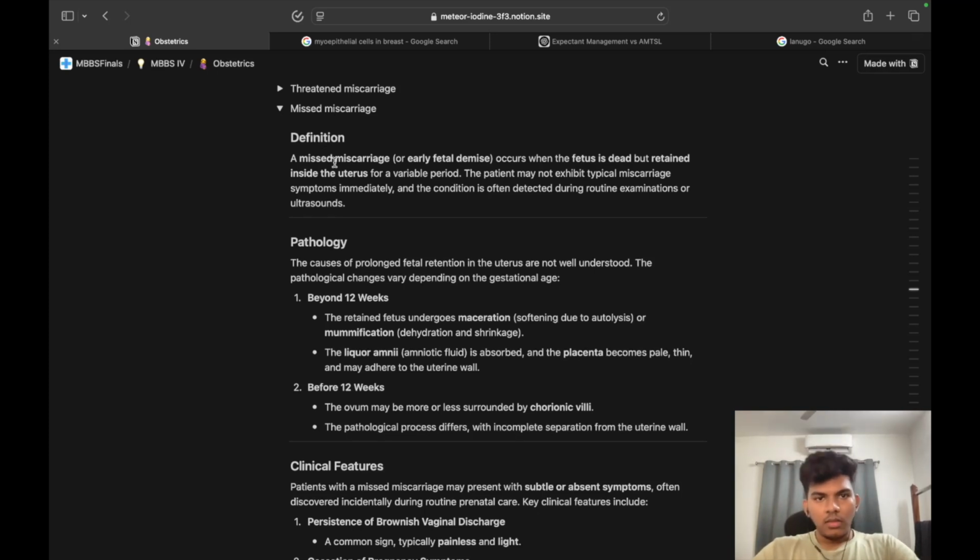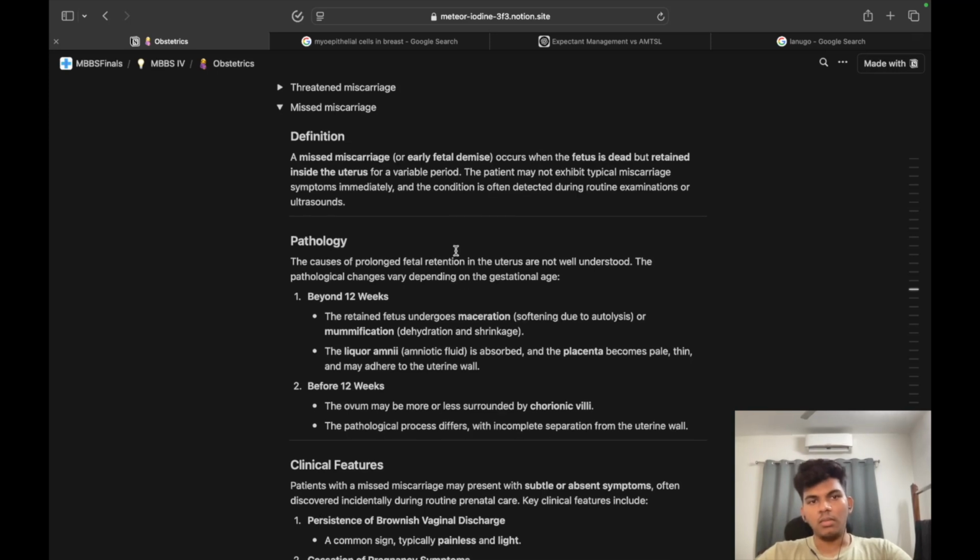So it is also known as early fetal demise and occurs when the fetus is dead but retained inside the uterus for a variable period. So it is dead, meaning over, but retained inside the uterus for a variable period of time. So the patient may not exhibit typical miscarriage symptoms immediately, and that's why it is missed. And the condition is often detected during routine examinations or ultrasounds. So with this it makes sense what the term missed miscarriage means.